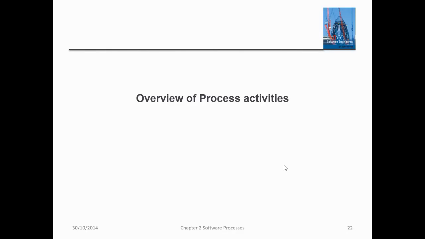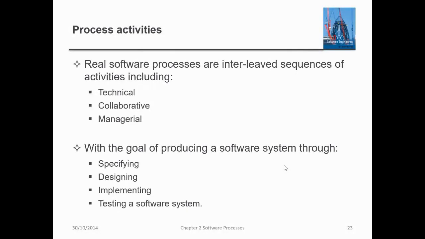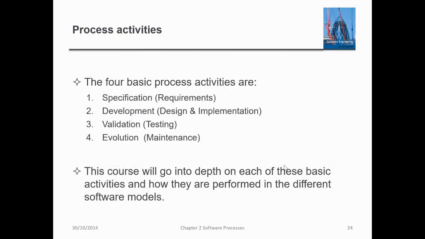Okay, so let's look at an overview of process activities. Real software process activities are a combination of different things. There are technical activities, collaborative activities, and managerial activities. We have a goal of producing our software by specifying, designing, implementing, and testing. All those same features, and then evolution follows that.